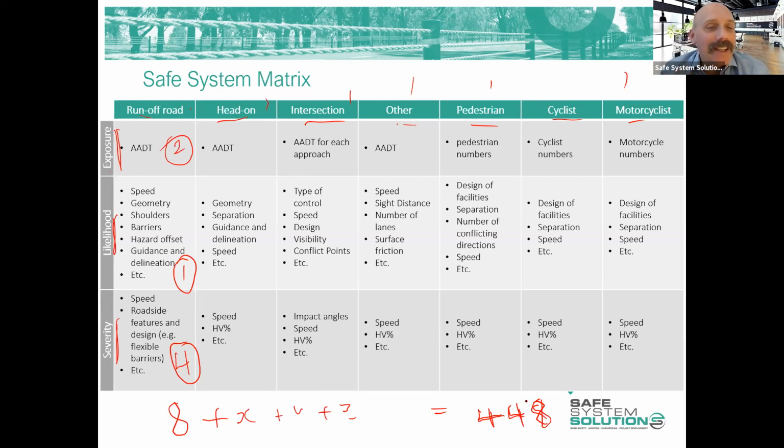But how do we get to these numbers? Well, what we do is we consider a whole lot of different things for each of these cells. For exposure, it's actually not too difficult, because you're really trying to get your AADT, or your number of pedestrians or number of cyclists or number of motorcyclists. And then you just go to our reference score sheet.